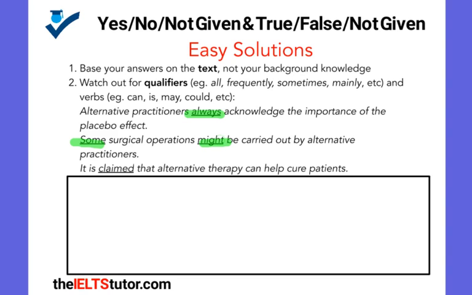Another word to be careful of are words like claim. It is claimed, it is suggested, it is found, and so on and so forth. So very important that you are clear on what it means here. It is claimed that alternative therapy can help cure patients, compared to what it might say in the statement, which could go along the lines of alternative therapy can help cure patients, or alternative therapy helps cure patients, or something like that. Is it a claim by some doctors, or is it a factual statement?